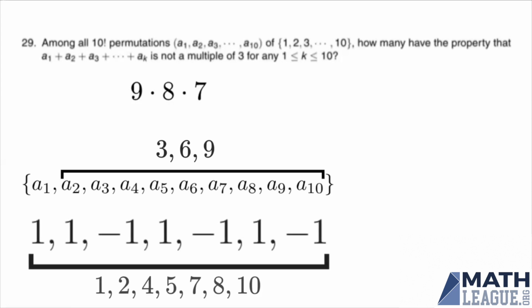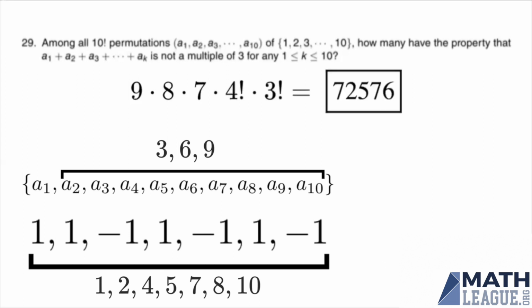It's almost alternating, right? So now we are ordering 1, 4, 7, 10 against each other and 2, 5, 8 against each other for 4 factorial and 3 factorial orderings. And this gives a final answer of 72,576.